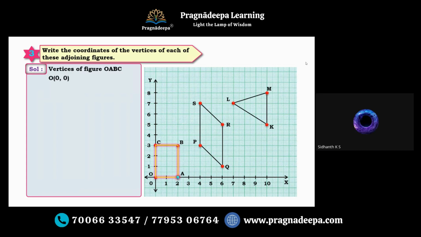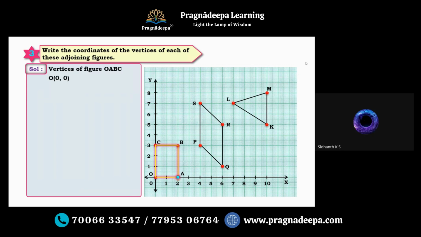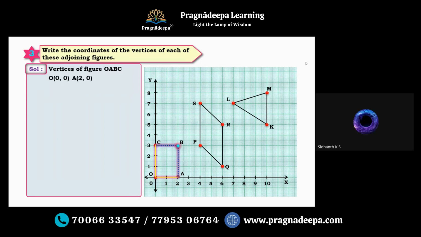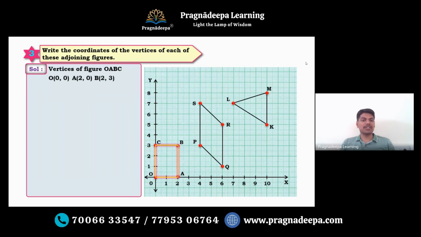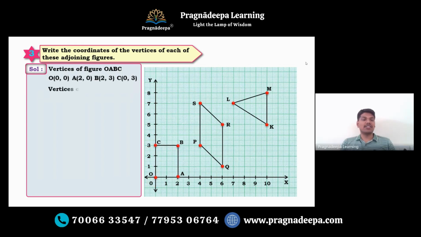Yes. Next, how can you write the point A? Sir, 2, 0. Very good, 2, 0. How can you write point B? Sir, 2, 3. Perfect, 2, 3. How can you write the point C? Sir, 0, 3. Perfect. Now let us see the figure PQRS.